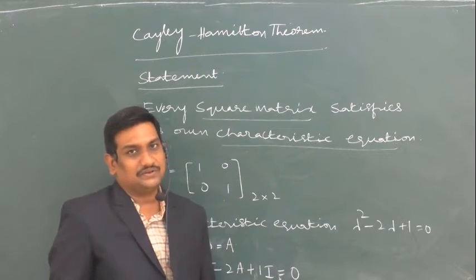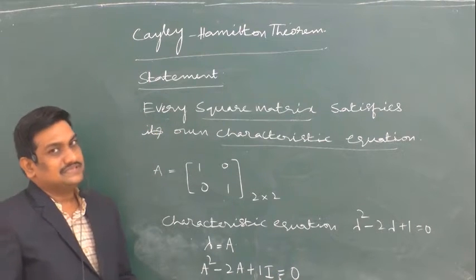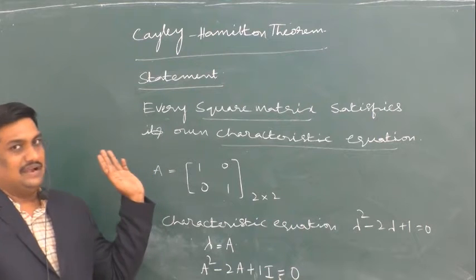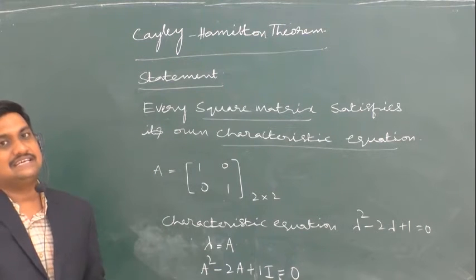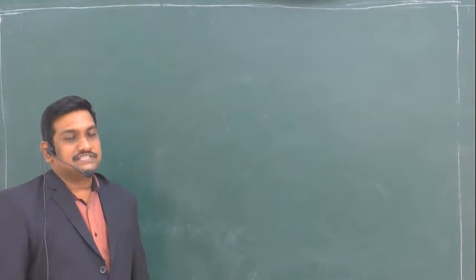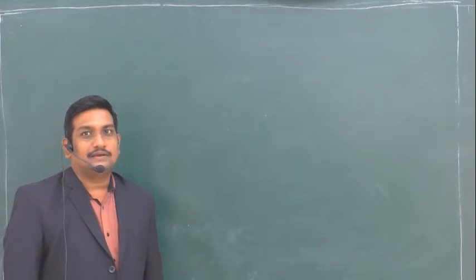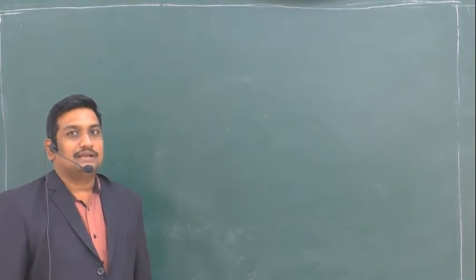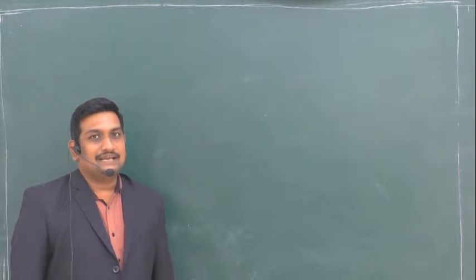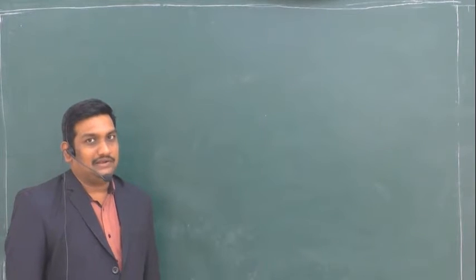Okay, so the Cayley-Hamilton theorem statement is saying that whenever you take a square matrix, that square matrix satisfies its own characteristic equation. So the statement of Cayley-Hamilton theorem is every square matrix satisfies its own characteristic equation. Okay, now let us see an example problem on Cayley-Hamilton theorem.